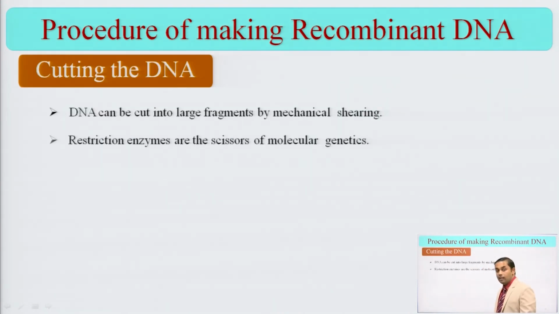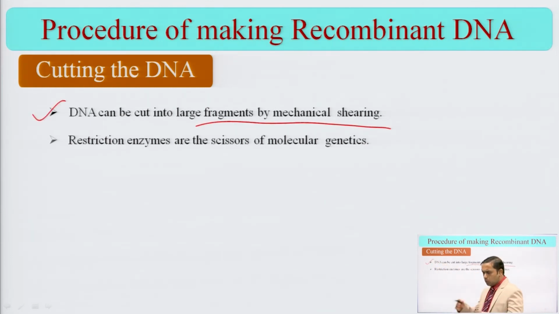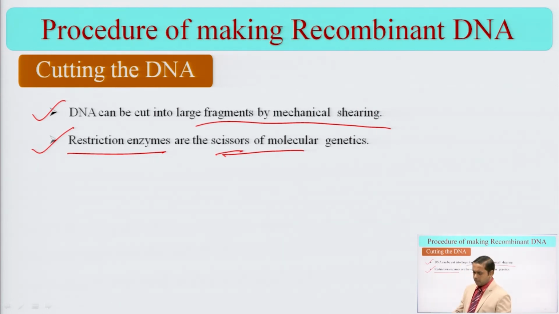Now, the next step is the cutting of the DNA. DNA can be cut into large fragments by mechanical shearing. If you apply mechanical stress or shearing, it will be divided. You can also use restriction enzyme, restriction endonuclease, which we discussed in our previous lectures, to cut a particular DNA. This works as a molecular scissor to cut a DNA.